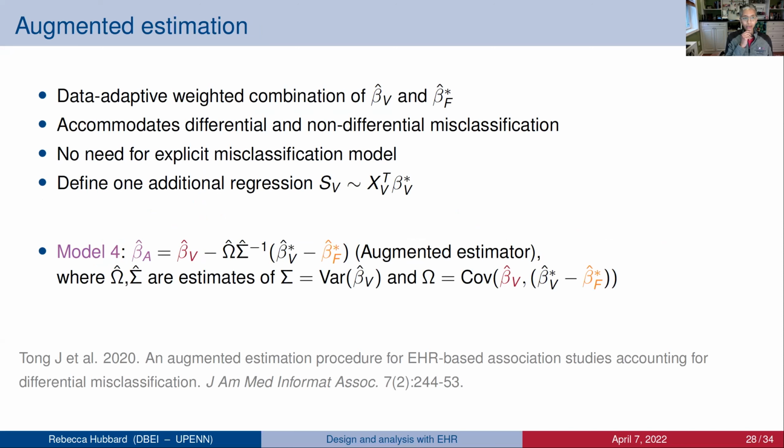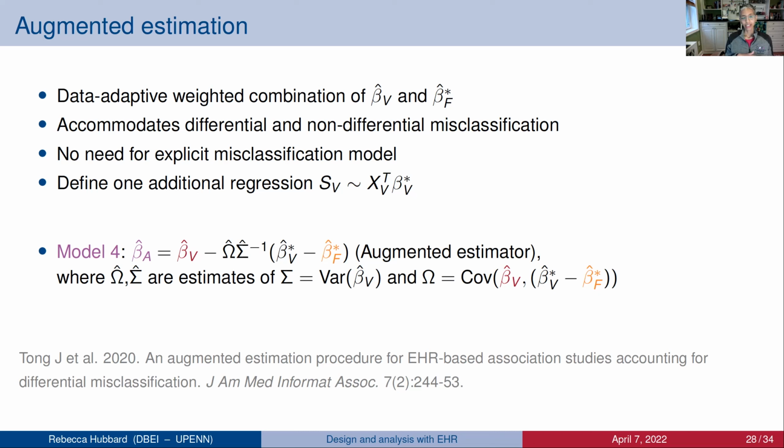I'm going to contrast this with an approach which was developed by a student at Penn, Jesse Tang, who was working with me and a colleague, Yang Chen. The method that Jesse developed was an attempt to adaptively weight our estimate based on the validation data only and our estimate based on the full sample using the surrogate, where the weighting is going to reflect the quality or the accuracy of our surrogate. The nice thing about this approach is that it doesn't assume non-differential misclassification, so it can handle differential misclassification. And it also doesn't require explicit specification of a misclassification model. So the weighting is going to be data adaptive.